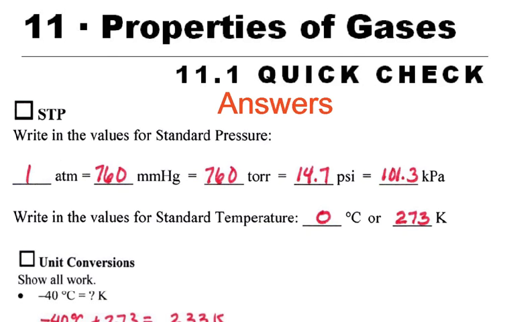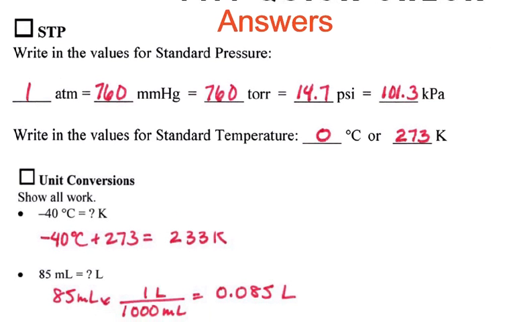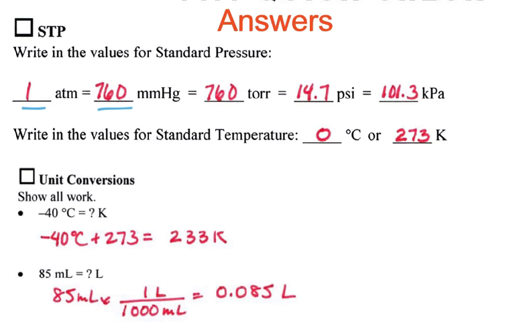Okay, I'm going to go through the answers here for the 11.1 quick check. The first question is just talking about standard pressure and standard temperature, and these are numbers that you should just kind of know. One atmosphere is the same as 760 millimeters of mercury, the same as 760 torr, named after Torricelli, and that's 14.7 psi and 101.3 kPa.